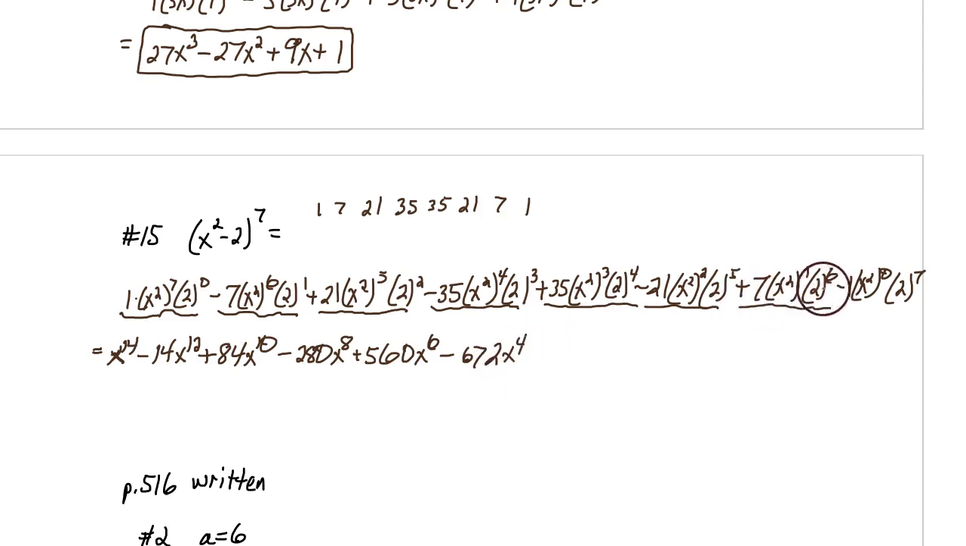Now this piece here, 2 to the 6th is 64, so 7 times 64. And that makes 448, x to the 2nd power. And now the last term, we have a minus, and then 2 to the 7th power is 128.